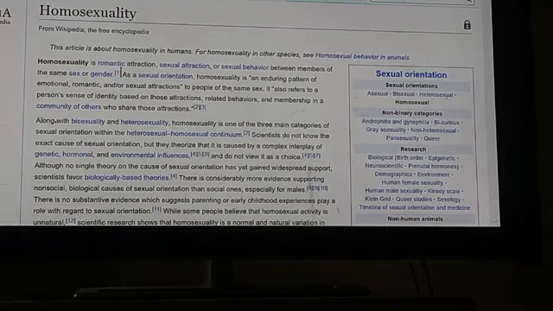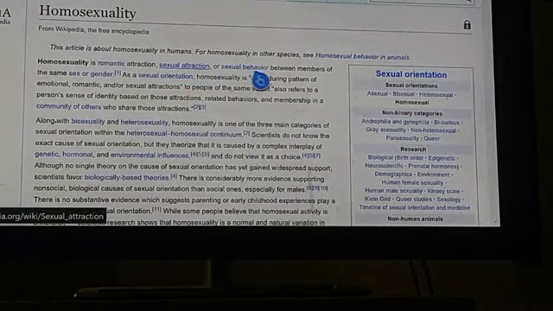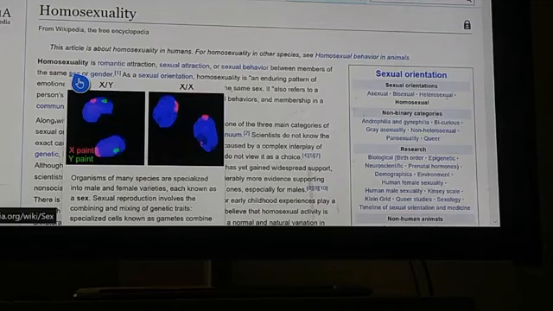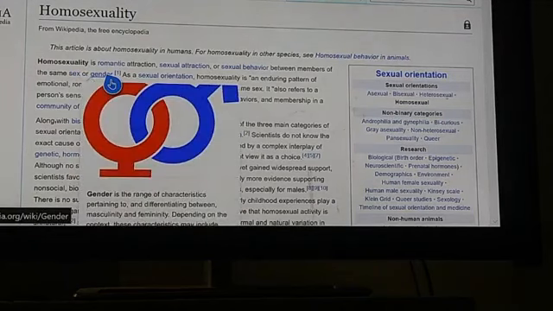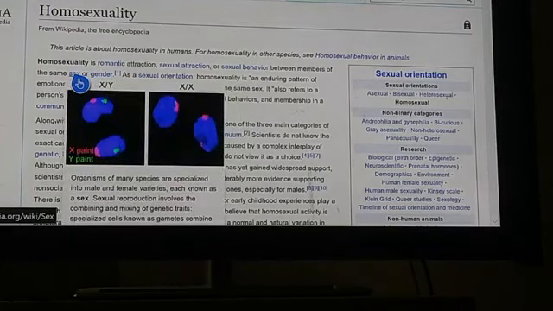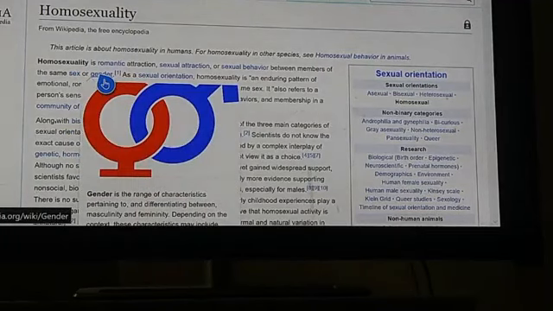Homosexuality is a romantic attraction, like I said in the beginning of this video, a romantic attraction, sexual behavior between members of the same sex or gender. Sex. Gender. Sex. Gender. They're the same.